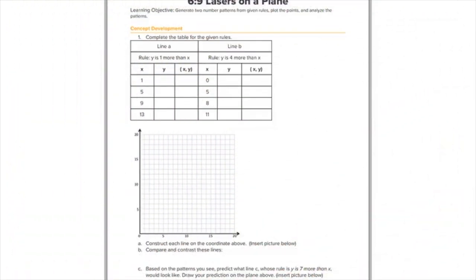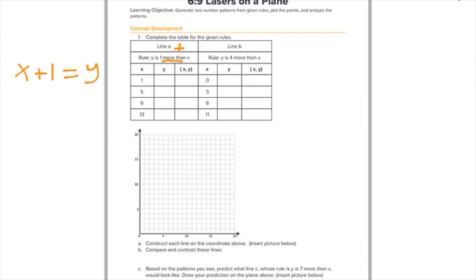All right, we are looking at Module 6, Lesson 9, lasers on a plane. Plane meaning a coordinate plane. So let's look at number 1. We are completing the table for the given rules. For line A, the rule here is that y is 1 more than x. I know that more than means add. So it's going to be x plus 1. That's how I'm going to get y.